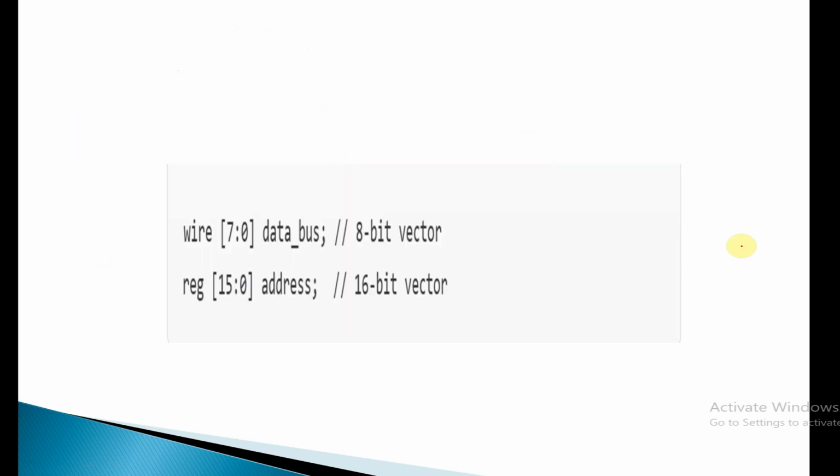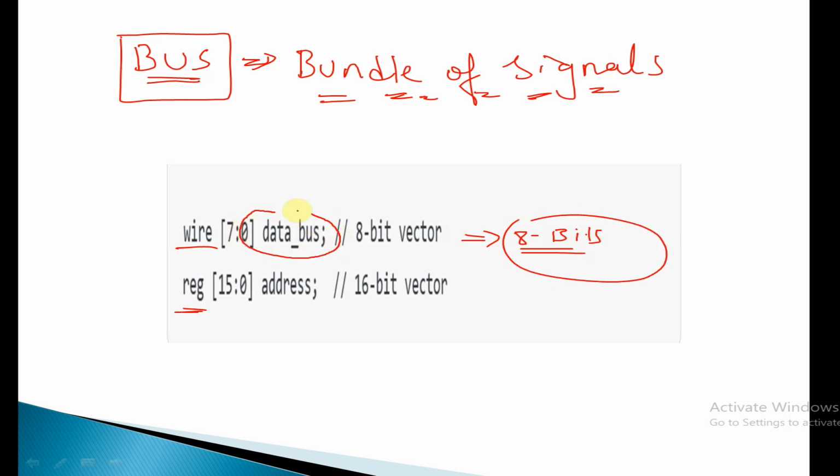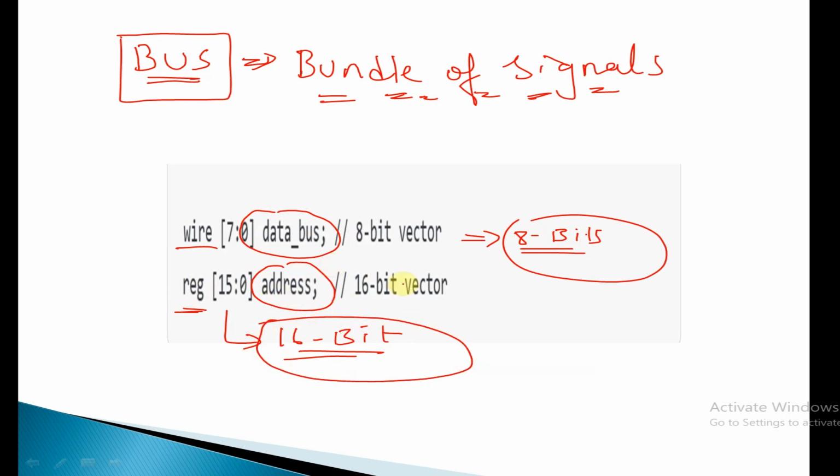Okay, so this is the syntax for declaring a vector. Here you can see we have declared two vectors, one of wire data type and another of reg data type. Here, wire [7:0], so total 8 bits, we are going to drive in this particular data_bus. And here reg [15:0] address, so total 16 bits of data we are going to store in this particular variable address. This is how we create any vector.